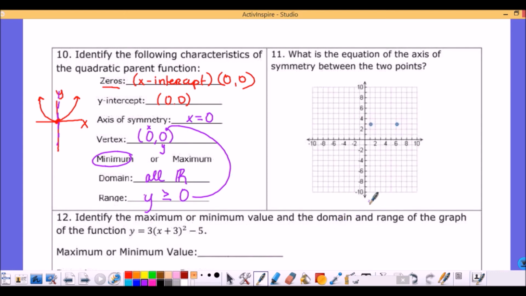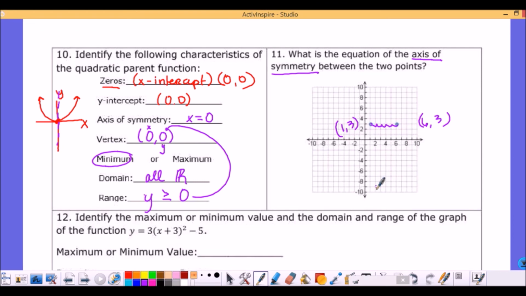What is the equation of the axis of symmetry between the 2 points? They're not actually asking you to draw the quadratic, but they're asking you to figure out where the axis of symmetry is. Remember, that cuts the picture in half. If you look here, I have a dot on the left at 1, 3, and another dot at 6, 3. You should notice that they are equal distance to each other. They're 1 line, 2, 3, 4, 5 lines apart.